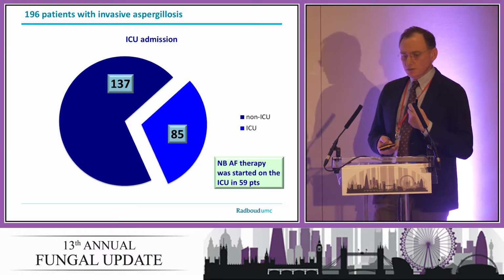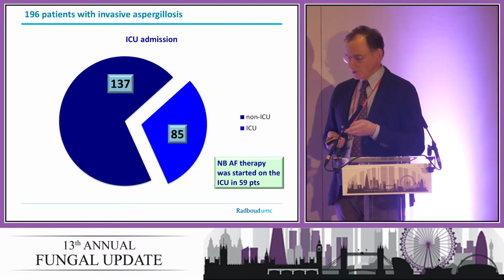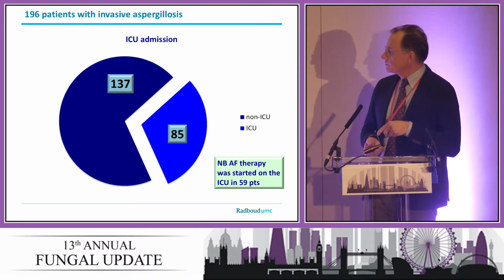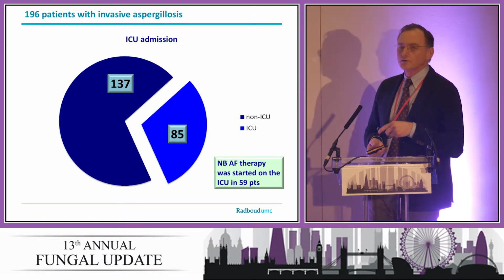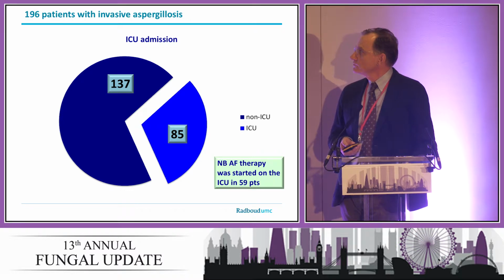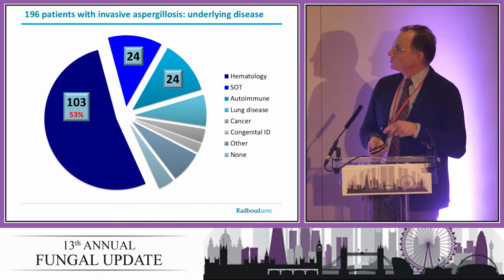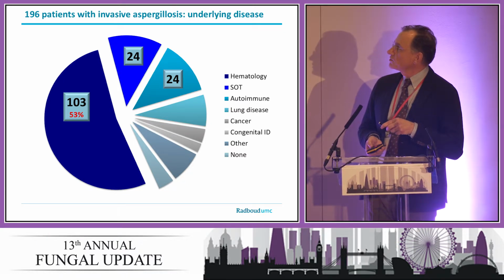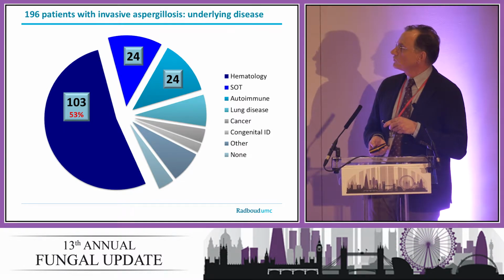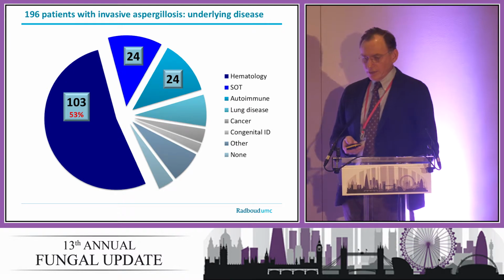85% of these patients had been admitted to the ICU at some time of their hospitalization, but there were 59 patients who started treatment while on the ICU, and that is what we consider the ICU population. If you look at the underlying diseases, most patients had a hematologic malignancy, 103. There were 24 patients with a solid organ transplant and 24 with autoimmune disease, and there were a number of other underlying diseases.